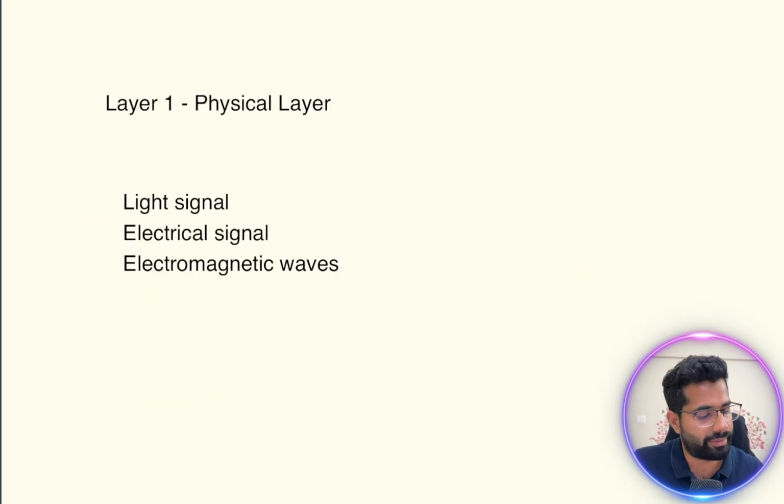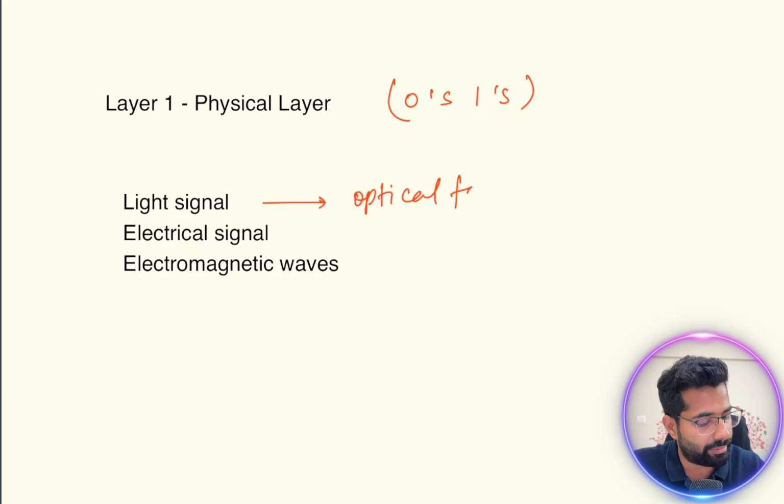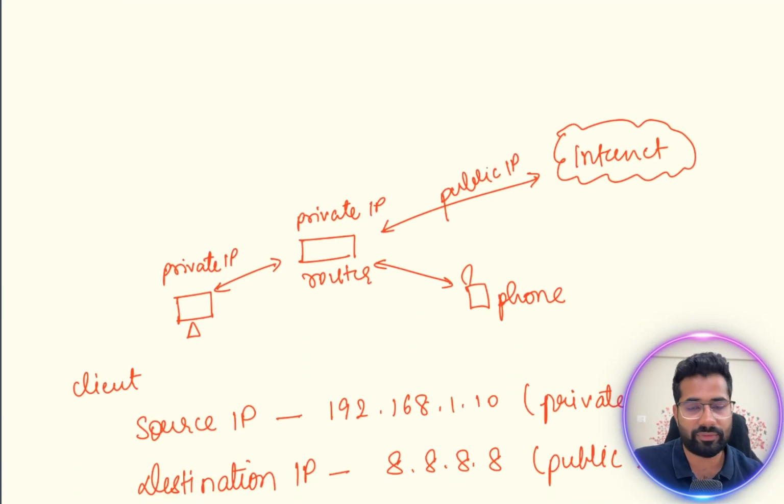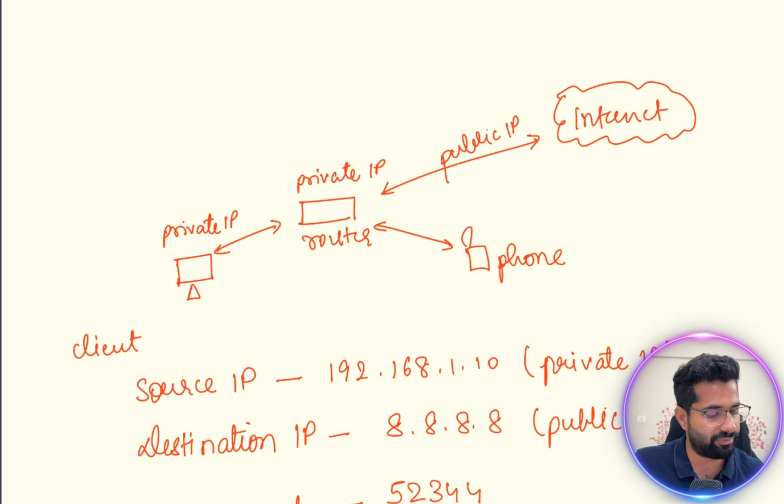In the physical layer, the data is sent as zeros and ones. This data will be sent in the form of a light signal when we are using optical fibers, and in the form of electrical signals when we are using copper wires, which are now obsolete. And it will be sent in the form of radio waves when you're using Wi-Fi or cellular media. Now let's take a journey of the data from the network layer to the physical layer and see how it all happens in one go.